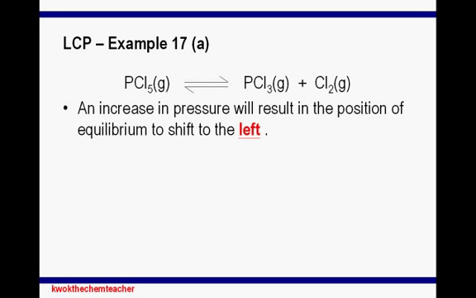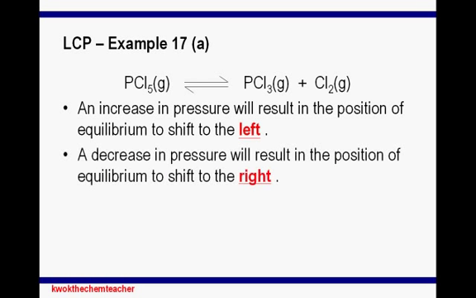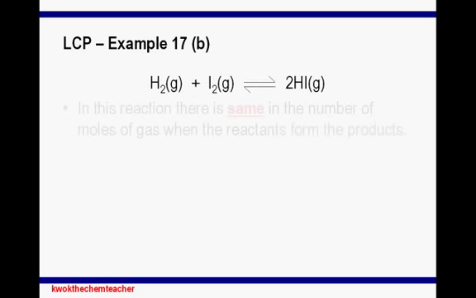An increase in pressure will result in the position of equilibrium shifting to the left. That's because the number of gas particles in the backward reaction is smaller than in the forward reaction. A decrease in pressure will result in the position of equilibrium shifting to the right. That's because the forward reaction increases the number of gas particles as compared to the backward reaction.